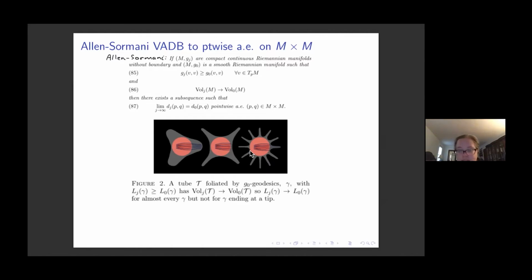And what does that tell us? That tells us that the length of each of the geodesics converges to L0 for almost every gamma, but not for a gamma ending in a tip. So you see there can still be some long ones. So we can use this given here to force that most of the gammas will converge to a limit gamma. And then we do this for every tube, and we keep working and keep working. That's where the pointwise almost everywhere is coming in. It's really like pointwise almost every gamma, every geodesic gamma between points in M cross M. And because of that, it's p comma q in M cross M.